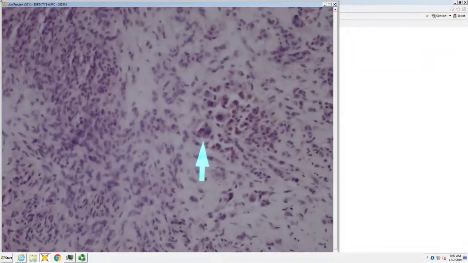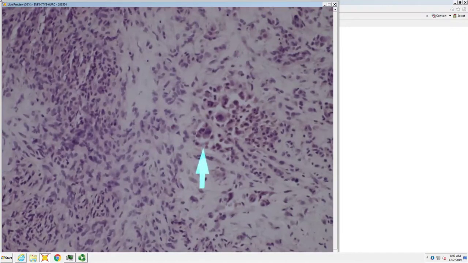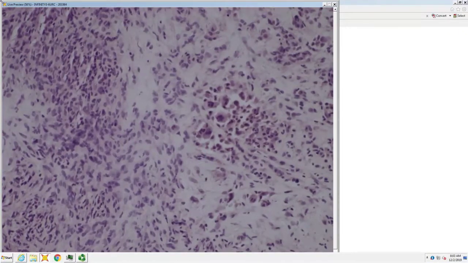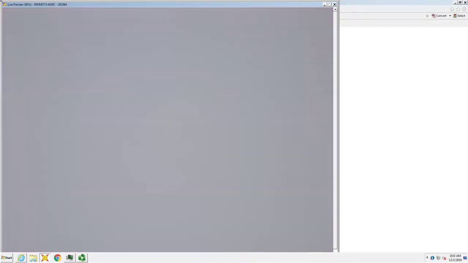They're multinucleated giants. Oh, there's scallops. Is that what you're saying? Yeah. So probably it's a giant cell tumor. Giant cell tumor of tendon sheath.